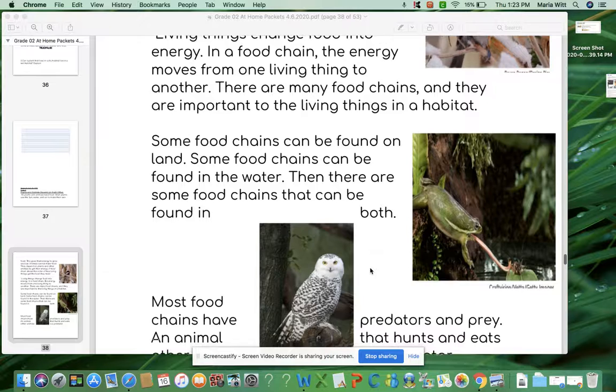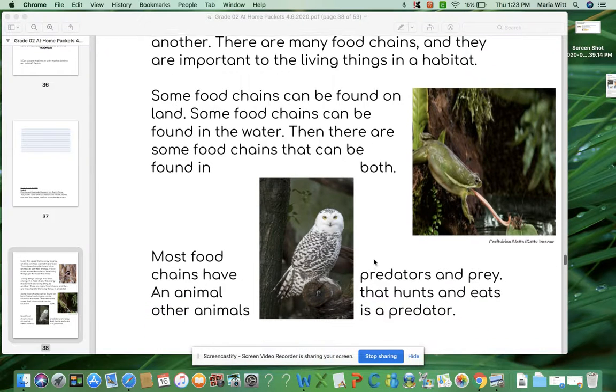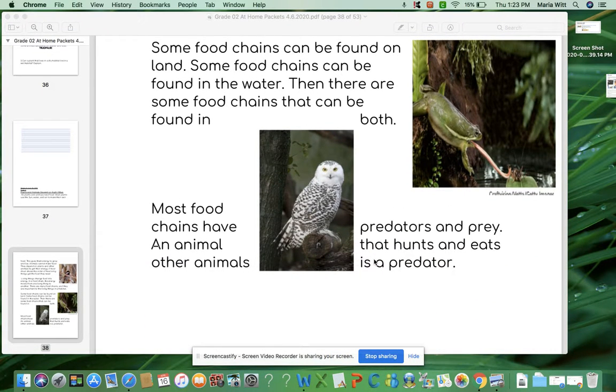Some food chains can be found on land. Some food chains can be found in water. Then there are food chains that can be found in both. Most food chains have predators and prey.